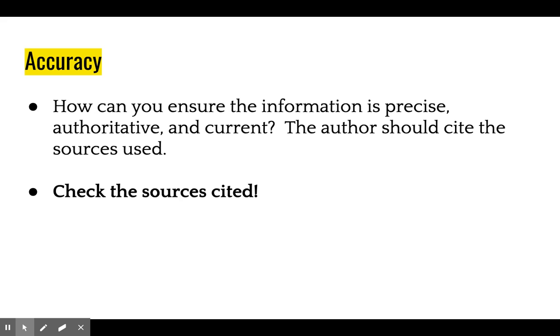And then accuracy. How can you ensure that the information is precise, authoritative, and current? Check for sources. The author of the website should give the sources, the websites, the books, those sorts of things that they use to come up with their information. If they're not citing any sources, then it might not be a trustworthy site to use.